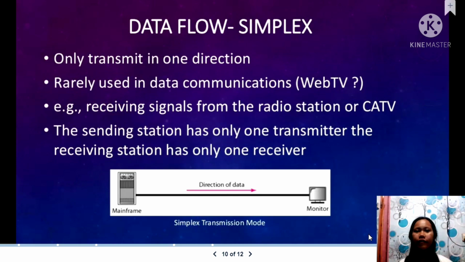So, data flow simplex. Data transmits in one direction only, rarely used in data communications, such as web TV, receiving signals from the radio station or cable TV. The sending station has only one transmitter. The receiving station has only one receiver. So, this is simplex transmission, which is the one-way direction of data, for example to a monitor.